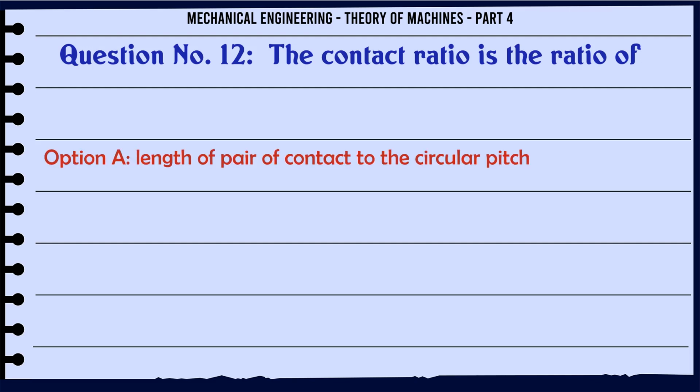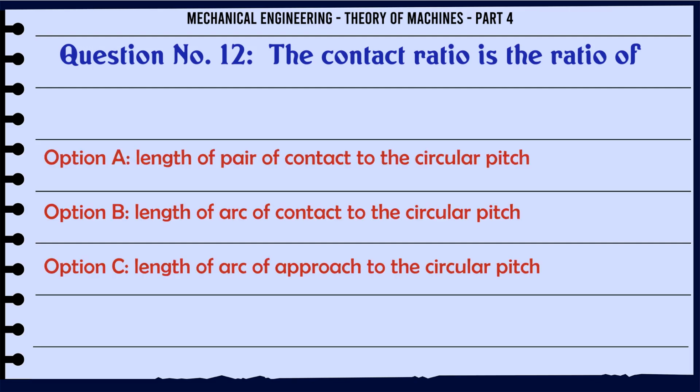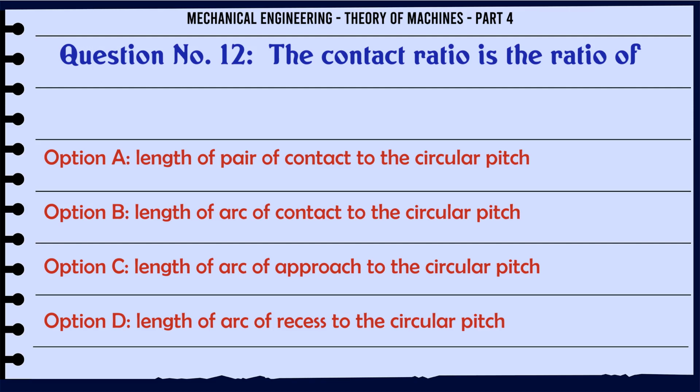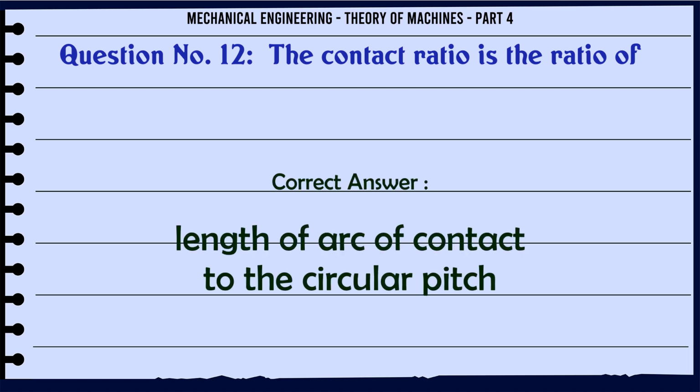The contact ratio is the ratio of A. Length of path of contact to the circular pitch, B. Length of arc of contact to the circular pitch, C. Length of arc of approach to the circular pitch, D. Length of arc of recess to the circular pitch. The correct answer is length of arc of contact to the circular pitch.